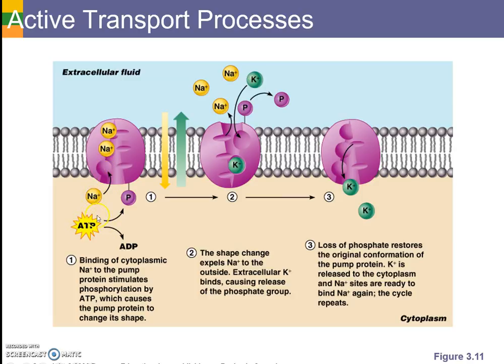Therefore, looking on the left-hand side, you'll notice that we are phosphorylating the pump by breaking off a phosphate from ATP, turning it into ADP. And when we do that, we're going to exchange 3 sodium ions for 2 potassium ions. We're going to pump them not with their concentration gradient, but against their concentration gradient. Basically, we're going to keep the concentration of these ions from equalizing on both sides.